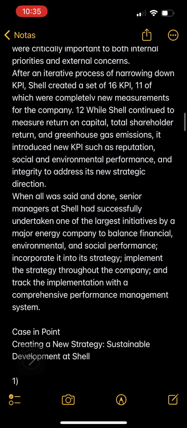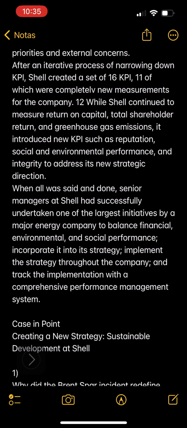While Shell continued to measure return on capital, total shareholder return, and greenhouse gas emissions, it introduced new KPIs such as reputation, social and environmental performance, and integrity to address its new strategic direction.